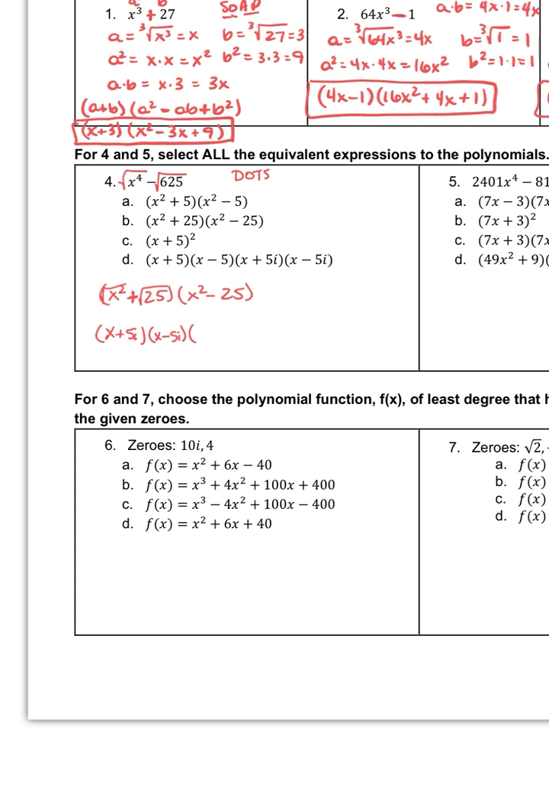And then here I'm doing the same thing. The square root of x squared is just x. The square root of 25 is 5.